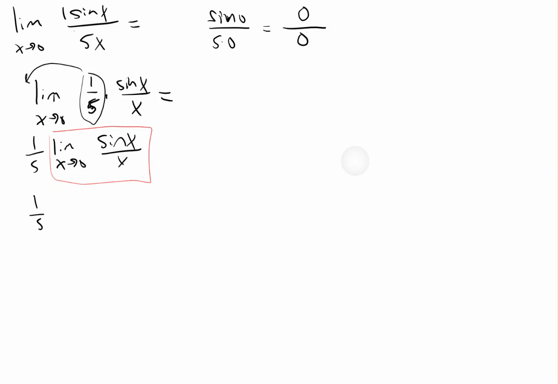So we've got the 1/5 and the limit as x approaches 0 of sine of x over x is 1. So in the end, for this question, the limit would be going to 1/5 as x approaches 0.